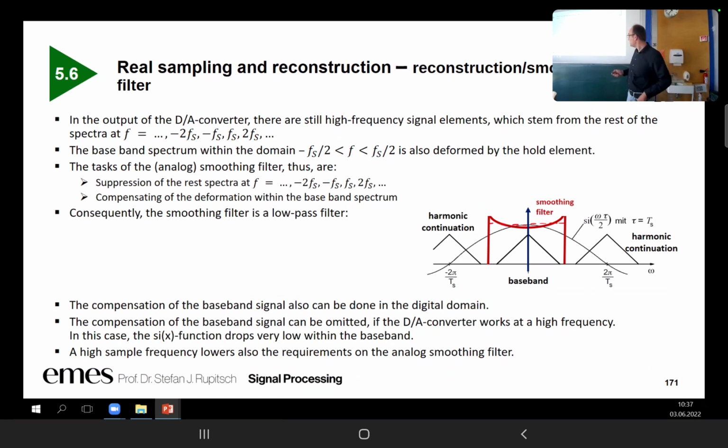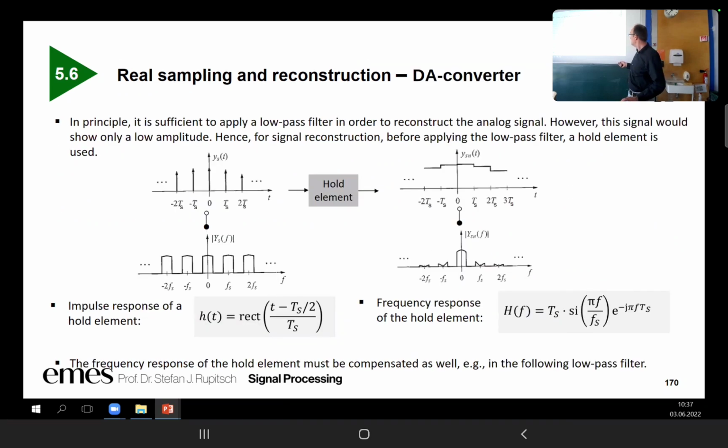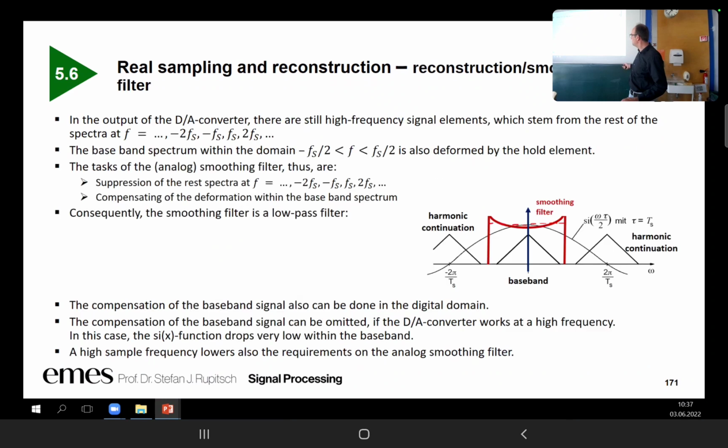Good. Yeah, that's written here. At the output of the digital to analog converter, there are still high frequency signal elements. Yeah, these are this one. And also in case of the hold procedure, we have these frequency components. We want to get rid, we have to get rid of these components. This can be done by a low pass filter, but due to the effect of the hold element in the baseband, we have to use a special low pass filter, and this is the smoothing filter.